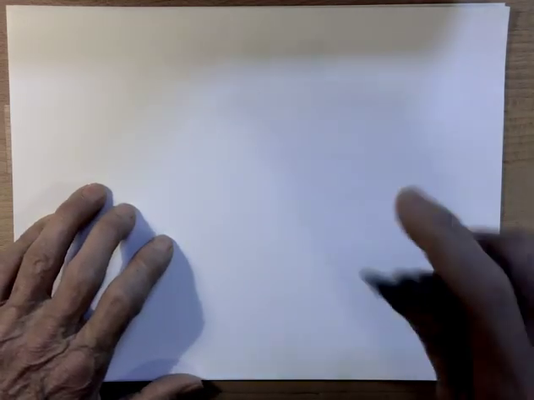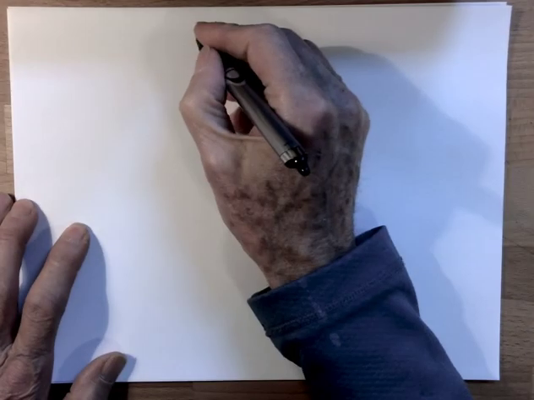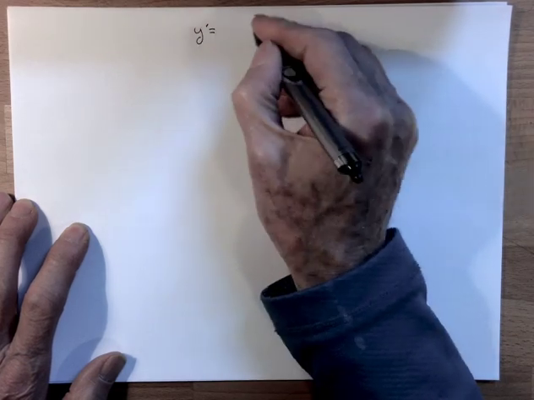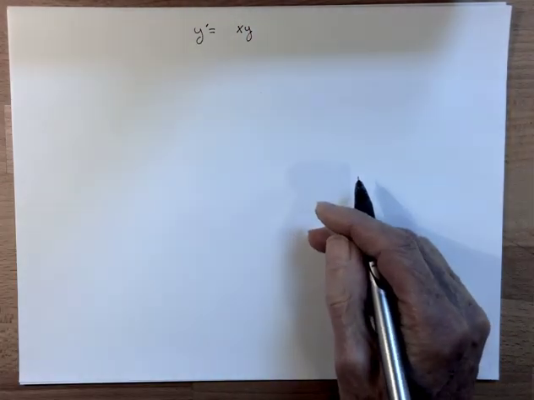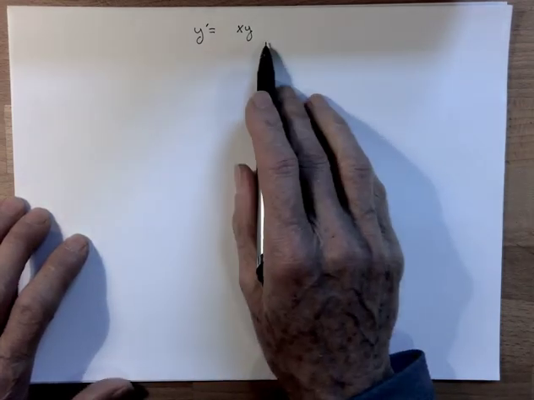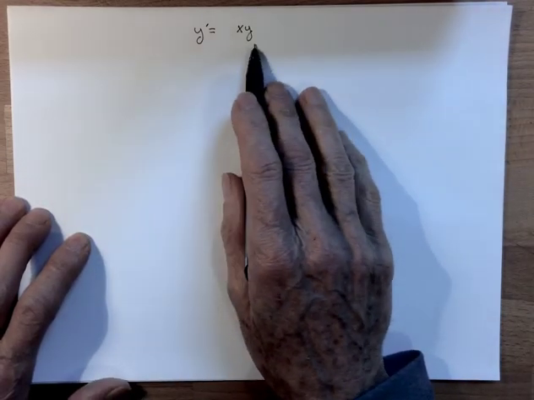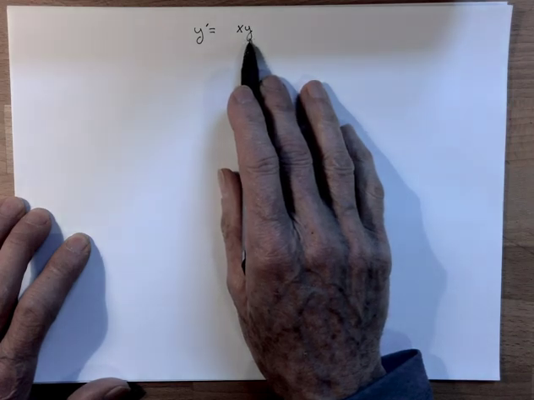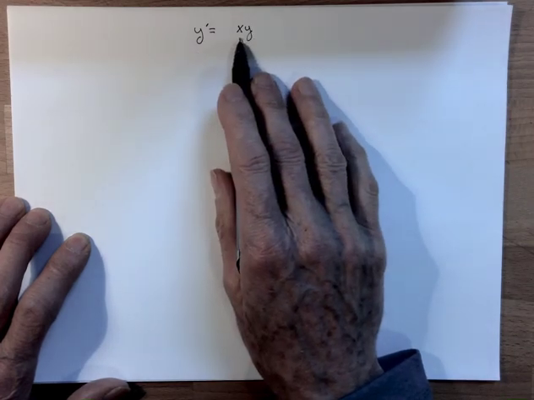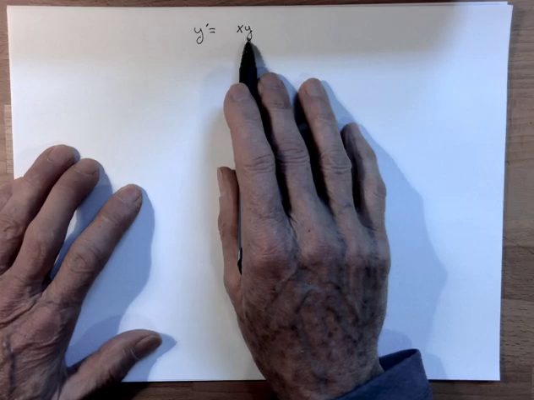Now we'll try to solve another differential equation. We'll make it a little more complicated. y prime equals x y. So it looks a lot like the last one, which was an exponential solution. But this time the derivative is proportional not just to the function itself, but to x times the function. So let's see what happens.